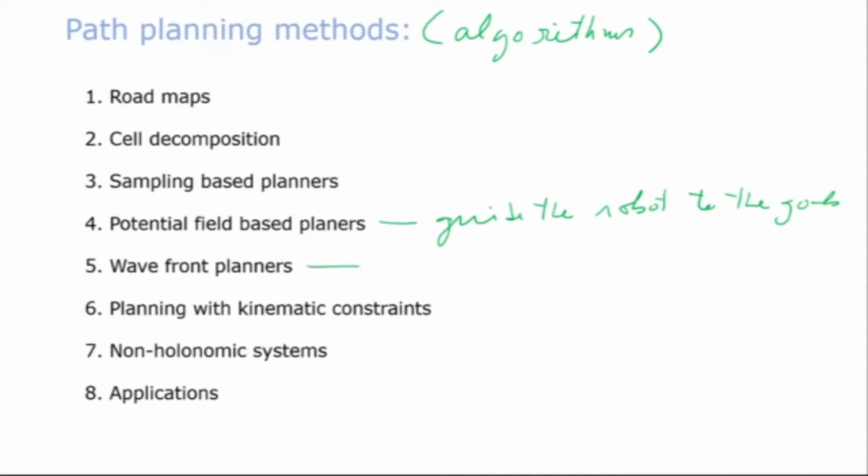Wavefront planners, these are something like waves on water, they tend to move towards the lower potential, right? Planning with kinematic constraints, this is like cars. So we talked about kinematic constraints, for example, holonomic and non-holonomic constraints.